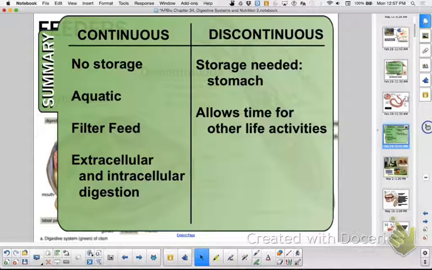Aquatic filter feeders usually use extracellular and intracellular digestion, with a discontinuous feeding pattern and stomach for storage. Stomach for storage is an adaptation that allows for other life activities besides feeding.